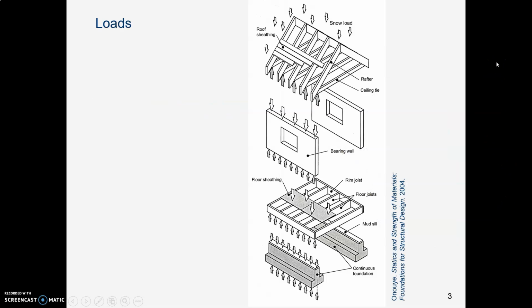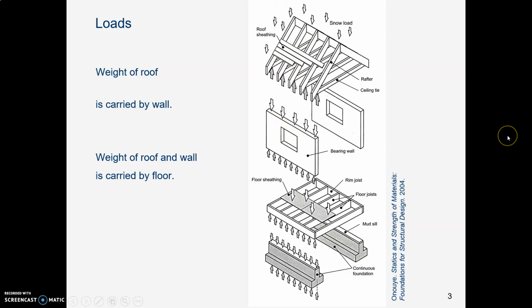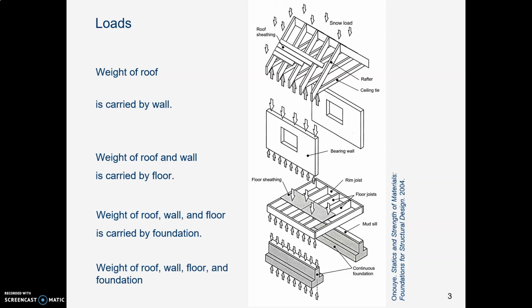When we do load tracing, we think about how the weight of the roof is carried by the wall, and the weight of the roof and the wall together are carried by the floor. And the weight of the roof and the wall and the floor together are carried by the foundation. And the weight of the roof and the wall and the floor and the foundation together sit on the soil and are carried by the soil. And notice these reaction arrows. The soil pushes back with an equal and opposite reaction.